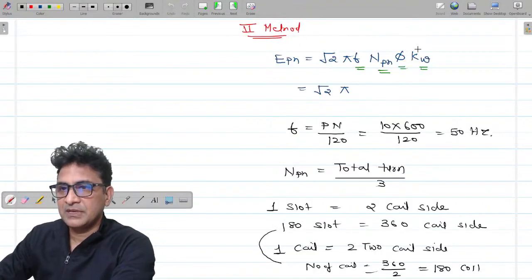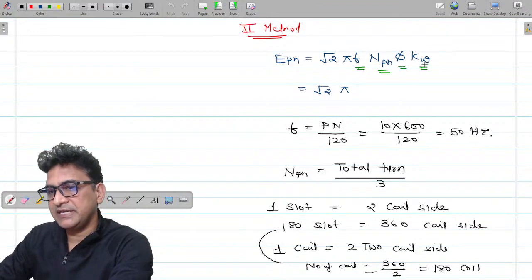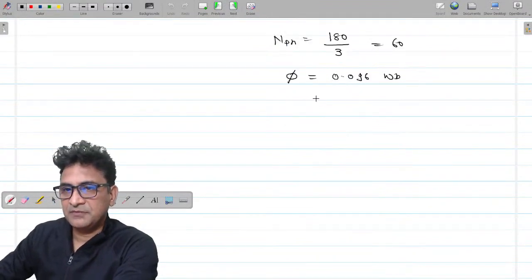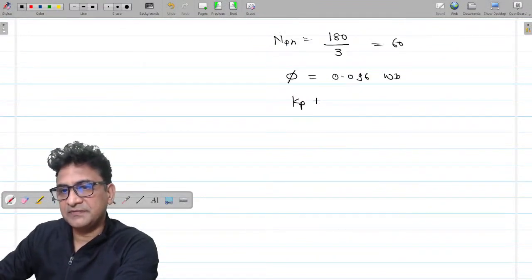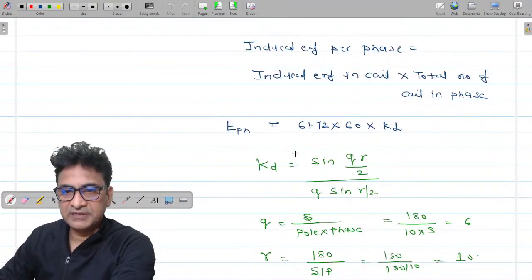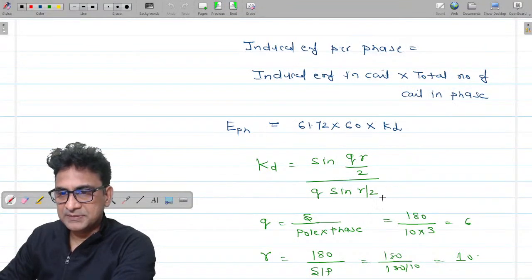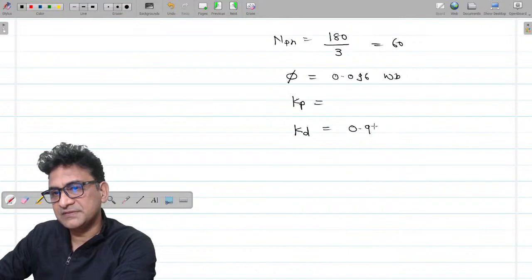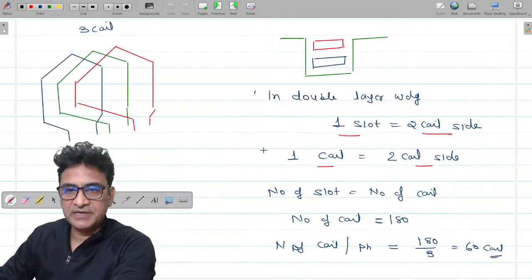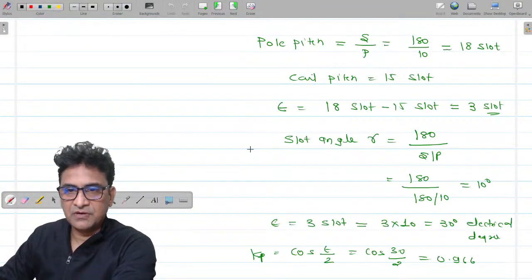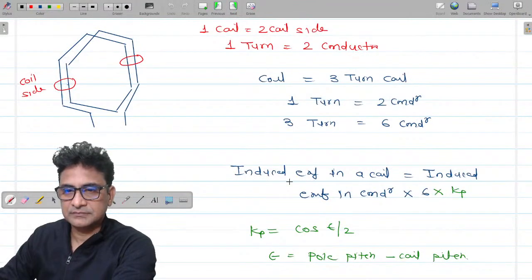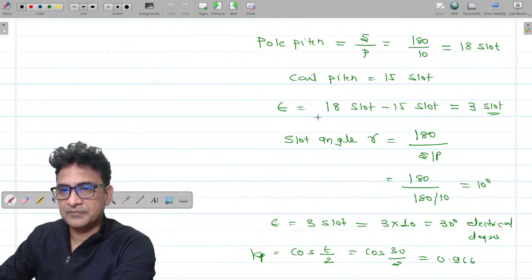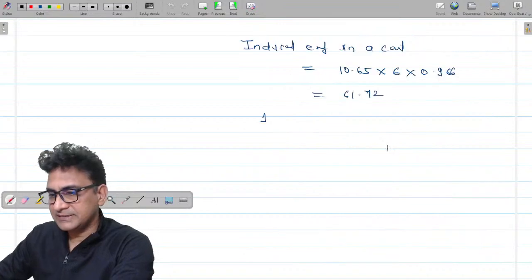Clear? KW means pitch factor and winding factor. We already found the pitch factor and the winding factor. The distribution factor we found was 0.956. So it is 0.956. And the pitch factor we found is 0.966.